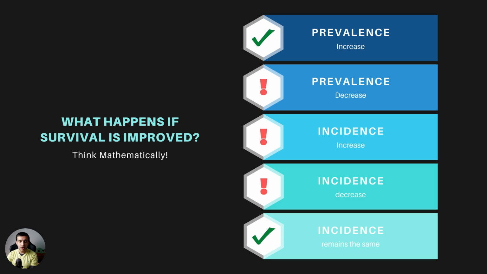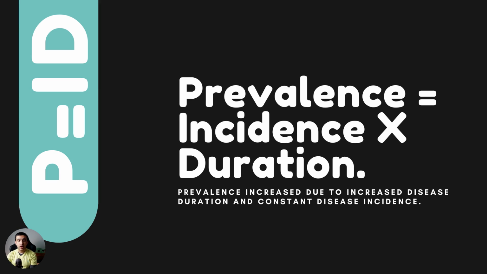Once you have already chosen the answer, look at this. The right answer was that prevalence should increase and incidence should remain the same. So how do you think about this question? You think about it in terms of P = I × D, that is, prevalence is equal to incidence into duration. So if incidence increases, prevalence increases. If duration increases, prevalence again increases. Prevalence increased due to increased disease duration, and constant disease incidence is the case of increasing survival.